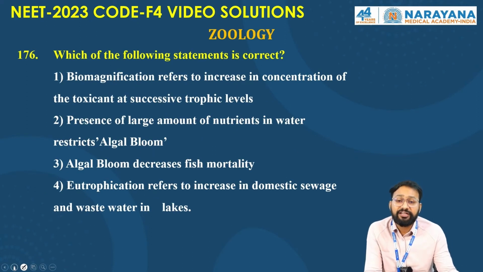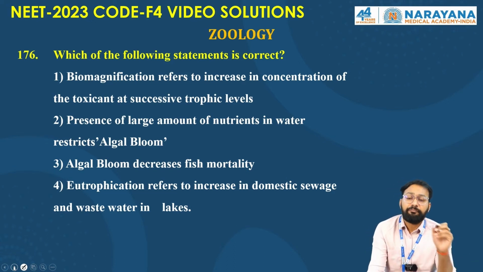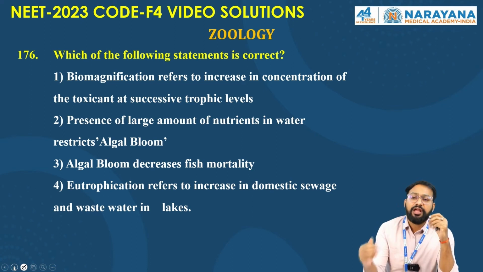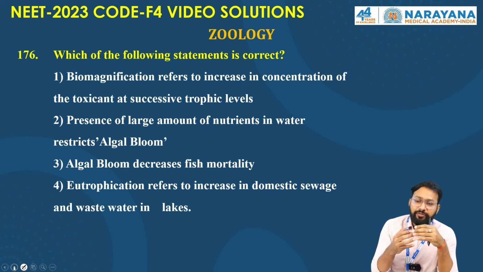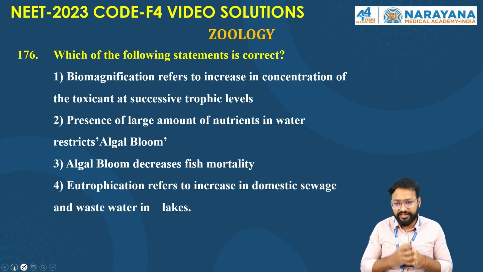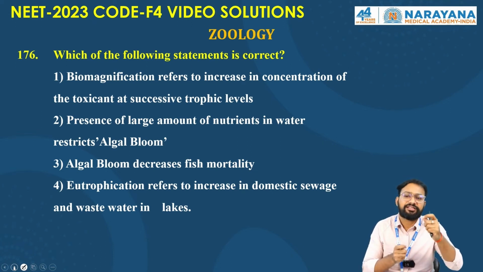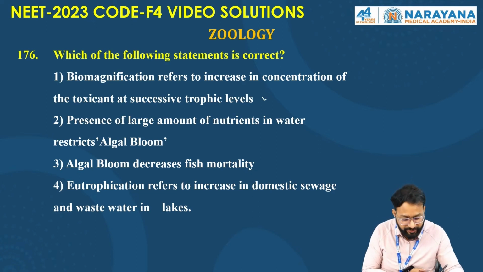Moving further to the next question, question number 176. Which of the following statements is correct? Biomagnification refers to increase in the concentration of toxicant at successive trophic levels, which is true. With increased trophic level, there will be accumulation of the toxicants because they are not metabolized. So this is a correct statement.